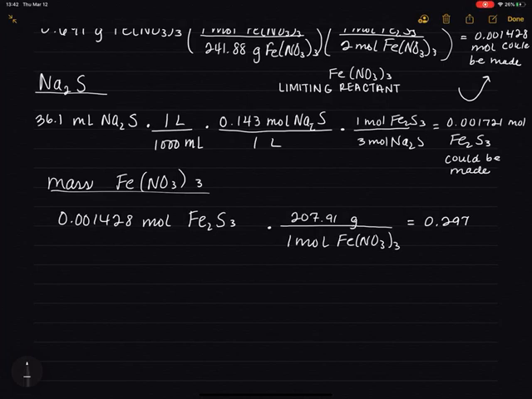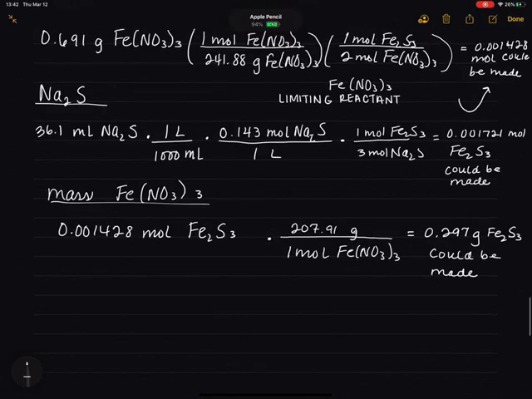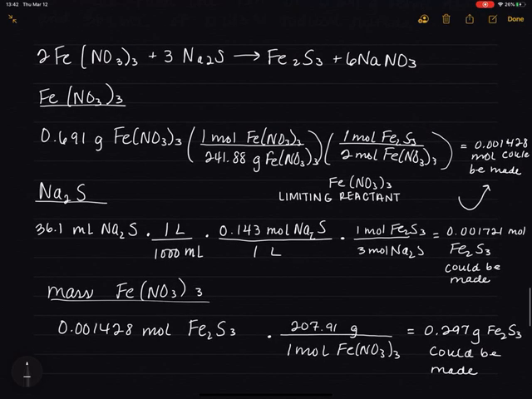Final answer to our question is that we could make 0.297 grams of our iron(III) sulfide. Does that process make sense? So we did our stoichiometry problem twice, once for each reactant. We picked the one that could make the least amount, and that's what we use to give our final answer.